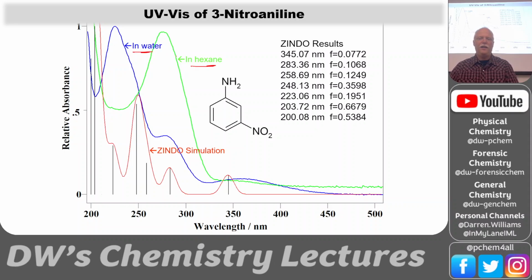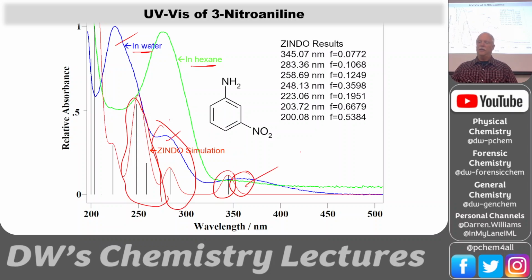Now we could use that in determining some of these designations of pi to pi star, n to pi star, and so on. Some are more affected by protic solvents than others. But we look at the ZINDO calculation and it's not that bad. So this is one of the take-home lessons here. Look at the water spectrum and look at this ZINDO. I mean, this is a pretty good correlation of peaks here. Or at least I think it is. We've got 3 major peaks in both the experimental spectrum and in the ZINDO calculation. So that's really great.